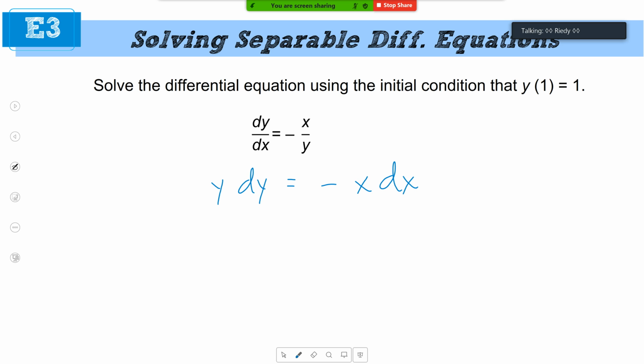Solving separable differential equations. I separated the differentials. I'm good to go. Next step, take the integral of both sides. Actually, you know what? I'm going to get all fancy and do that.